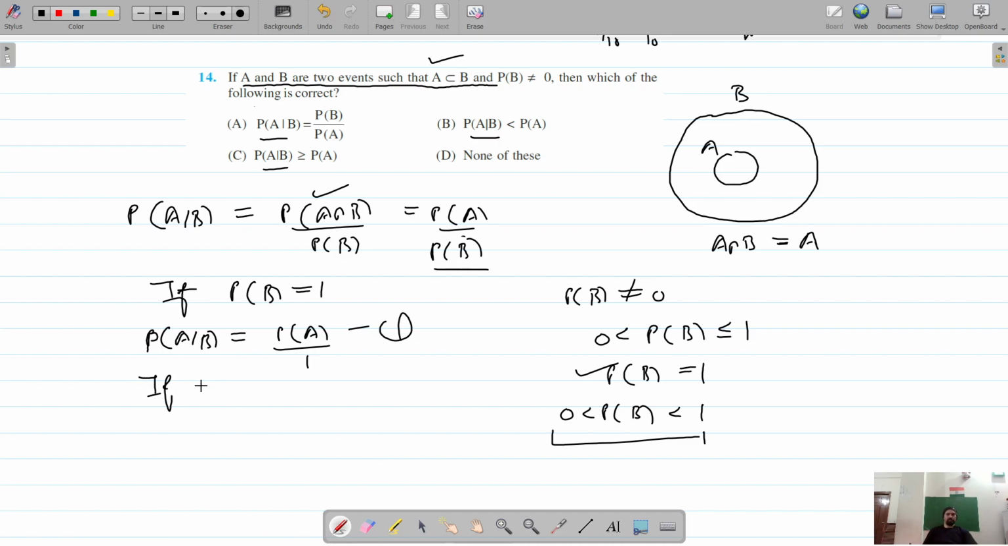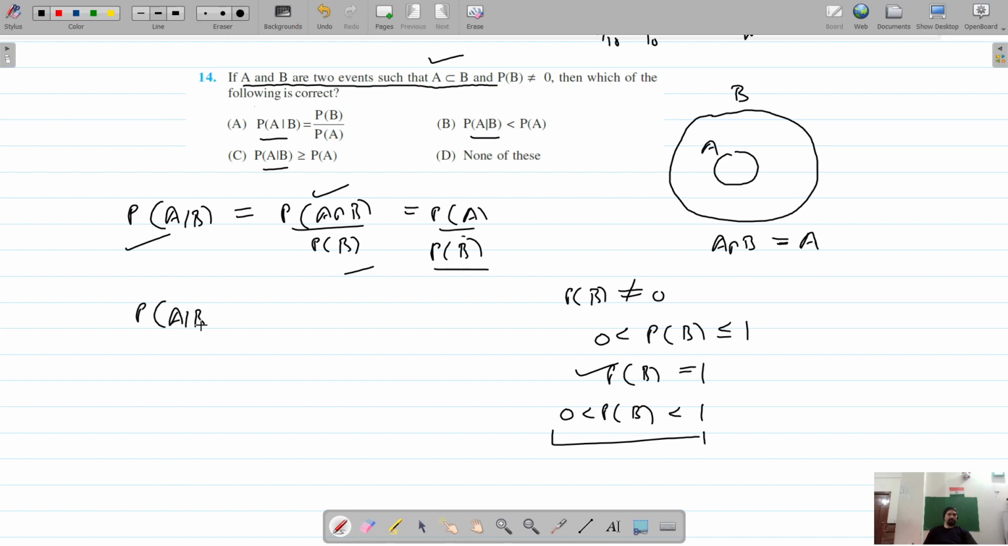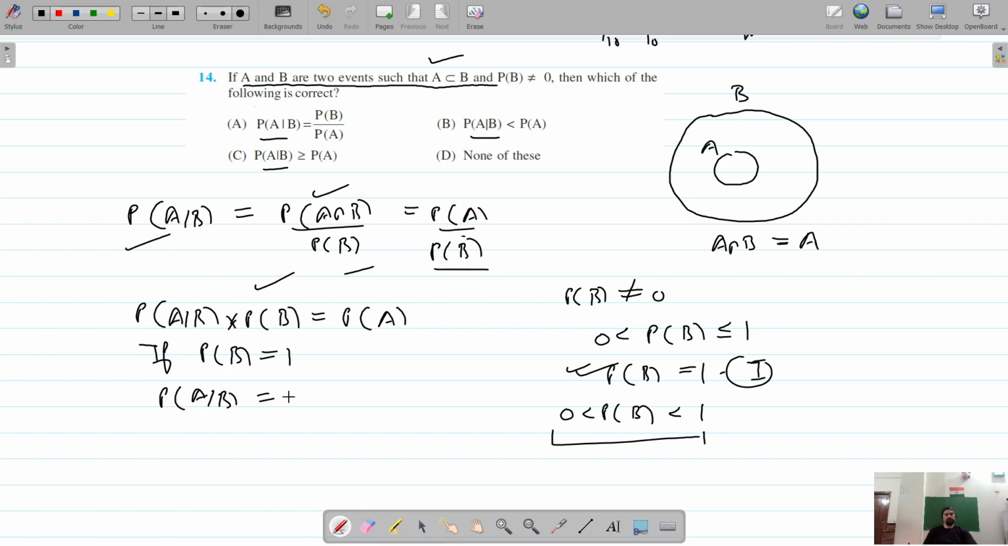This statement can be written as probability of A by B into probability of B is equal to probability of A. And now let's take this first case. If probability of B is 1, then probability of A by B should be equal to probability of A. This is the first case.